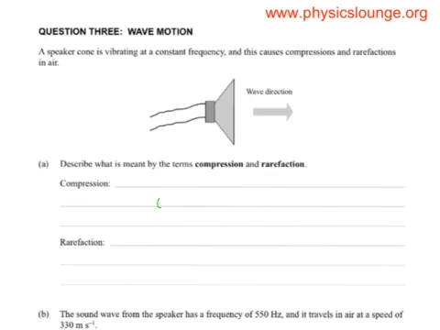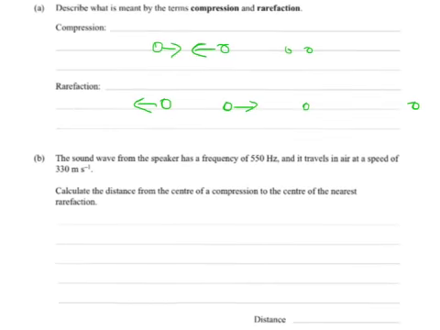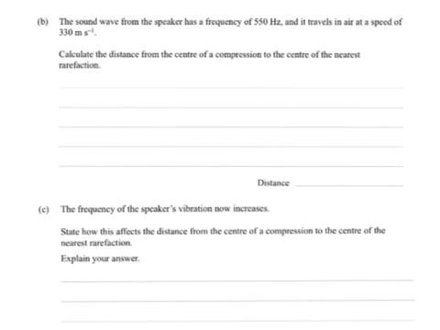Well, compression means the air particles are pushed together, so they end up closer together. It's that simple. Rarefaction is when those air particles are stretched apart, if you like, so they end up further apart than they are, and they're continually vibrating between those two positions to produce the sound waves.